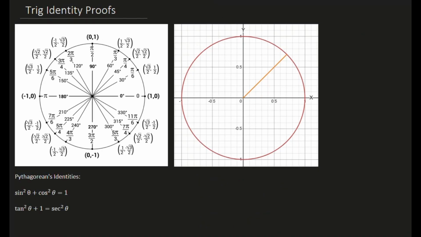The next Pythagorean theorem identity we're going to look at is tangent squared theta plus 1 equals secant squared theta. Where this one comes from is actually pretty straightforward, if not hard to see. We take the first one that we just found, so sine squared theta plus cosine squared theta equals 1, and we divide the whole equation by cosine squared theta.